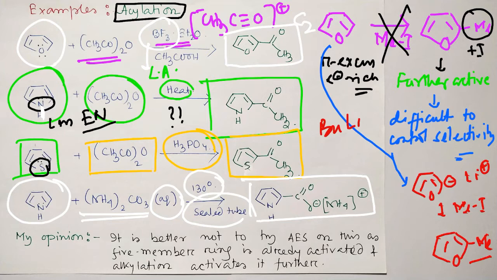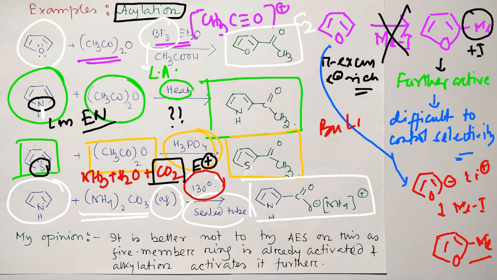Okay, and this ammonium carbonate is nothing but, you may consider, a combination of ammonia gas plus water plus carbon dioxide. That's why, under 130 degrees centigrade, all 3 are gases. So in order to keep the gases in the reaction medium safely, a seal tube is needed. Additionally, in this case, carbon dioxide acts as an electrophile, and we know that electrophilic substitution on simple pyrrole prefers C2 substitution, so this ammonium salt is produced.